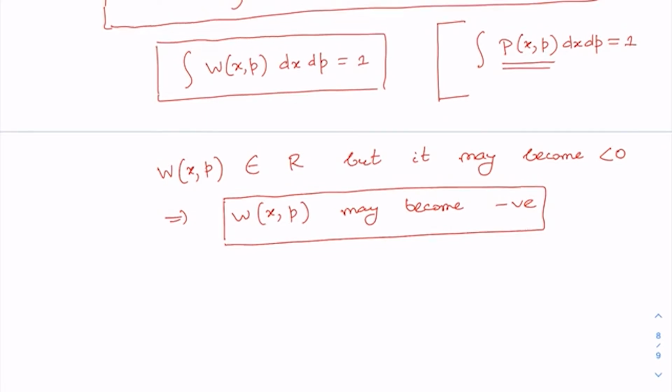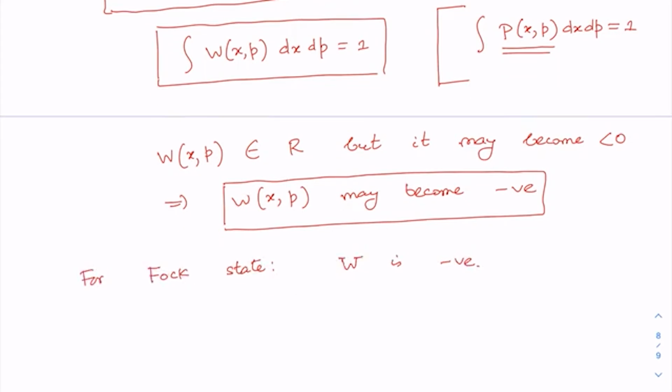To give you an example, the so-called Fock state or the number state: for the Fock state, the Wigner distribution function is found to be negative, and we don't have any classical counterpart of the Fock state or the number state.